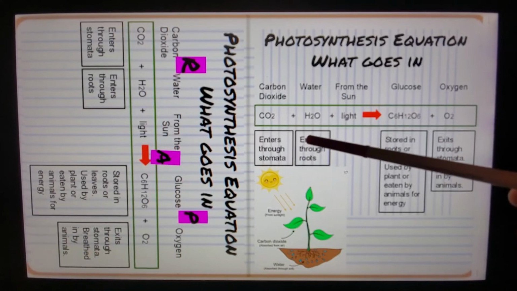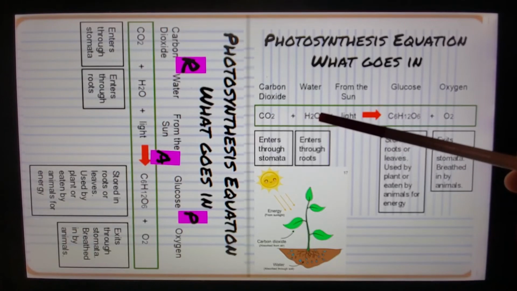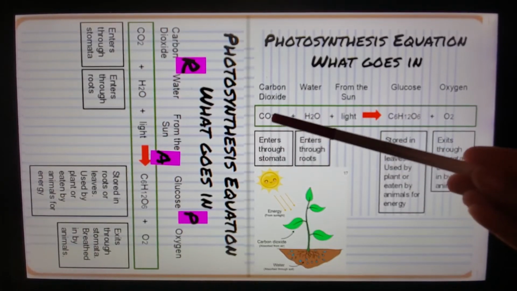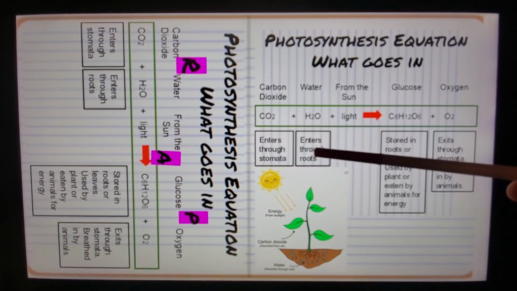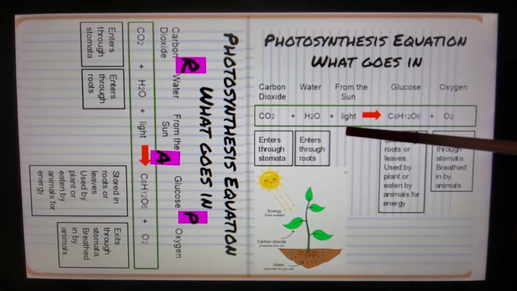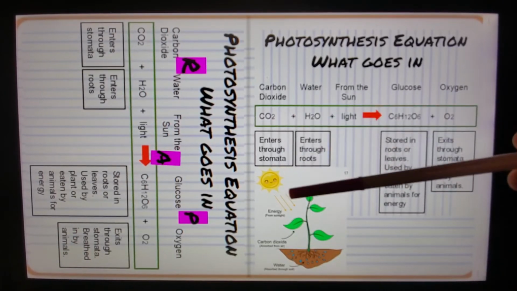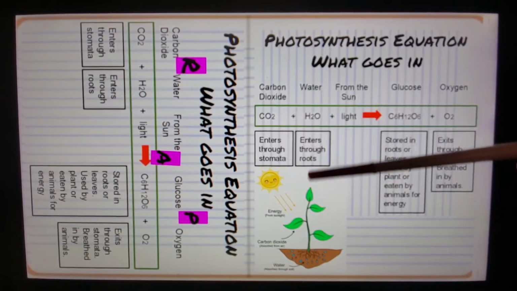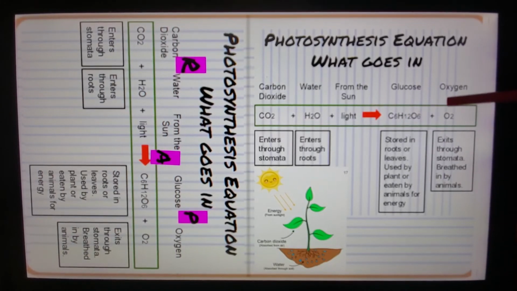So what goes into the equation again is carbon dioxide and water. The carbon dioxide comes into the stomata, the little pores in the plant, and then water enters the roots. And in the presence of sunlight, they're going to react together, these reactants. See how those words go together? Reactants, and they react together. And it's going to undergo a chemical reaction. And what comes out is glucose and oxygen.